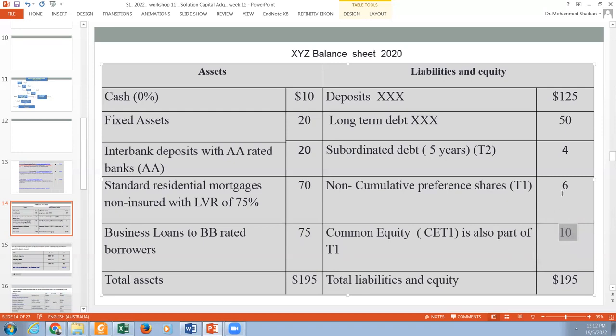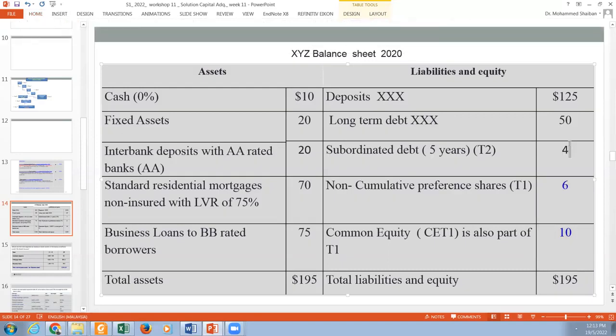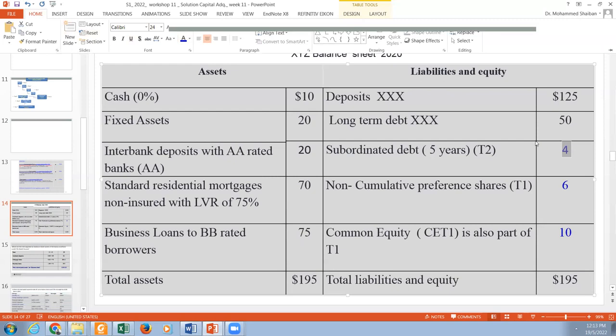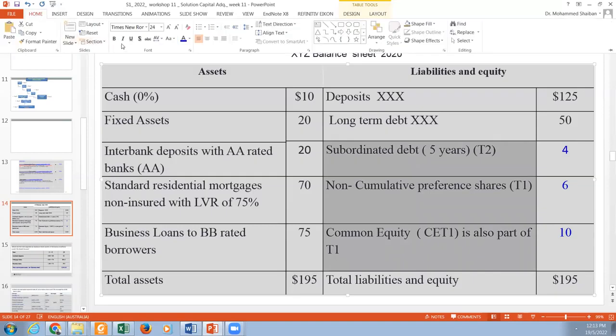And I tell you, what is tier 1? You have to add this and this. This will be tier 1. And if I tell you what is tier 2, you will tell me 4, because this is tier 2. And now if I tell you what is the total capital, you will add this and this and this, and you can see it is 20. So total capital, if you want to write it here, we don't have it, but we understand all of this is now the total capital, which is actually 20.